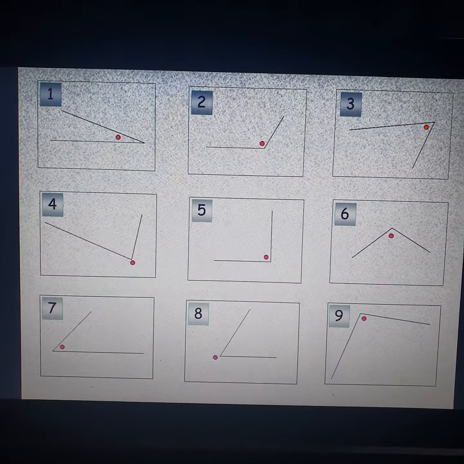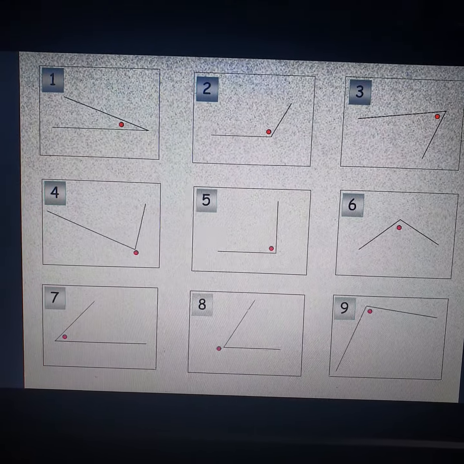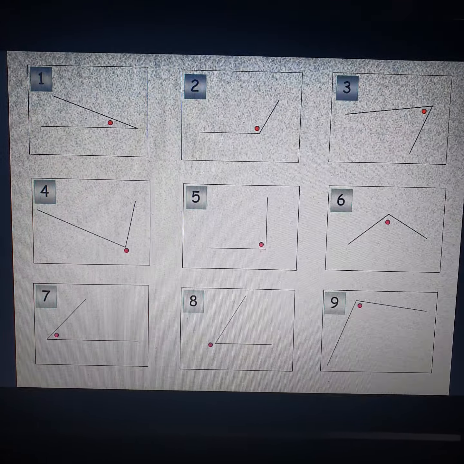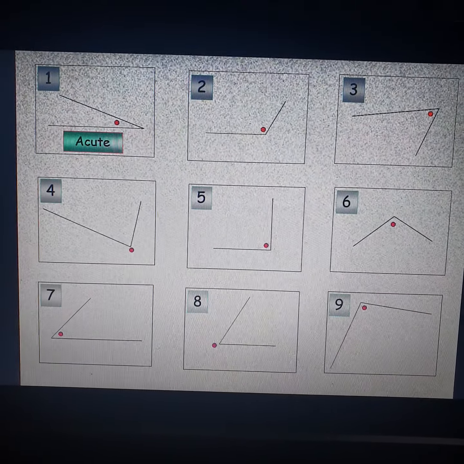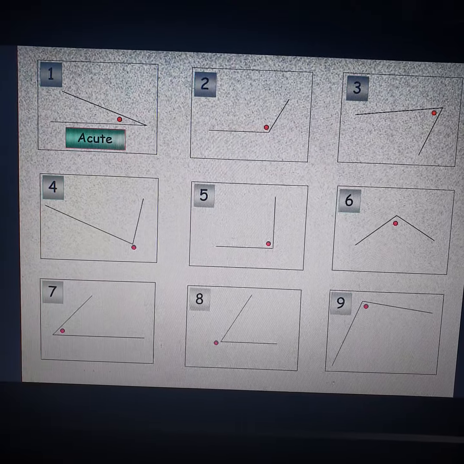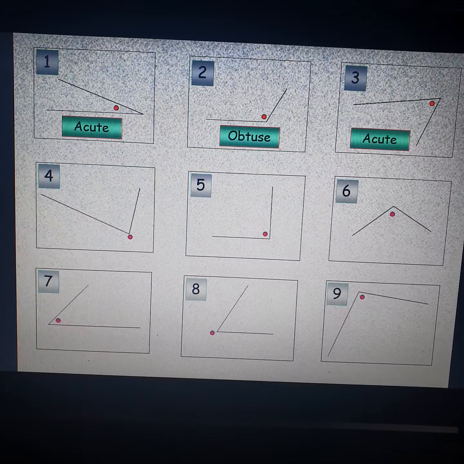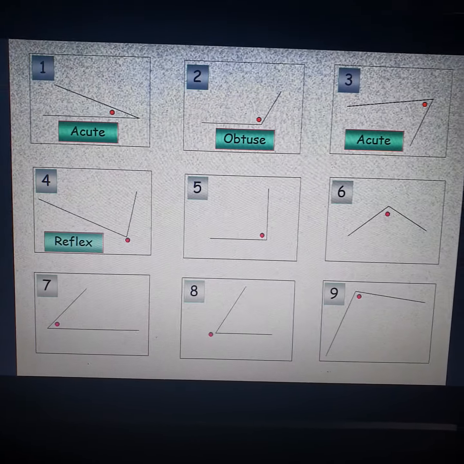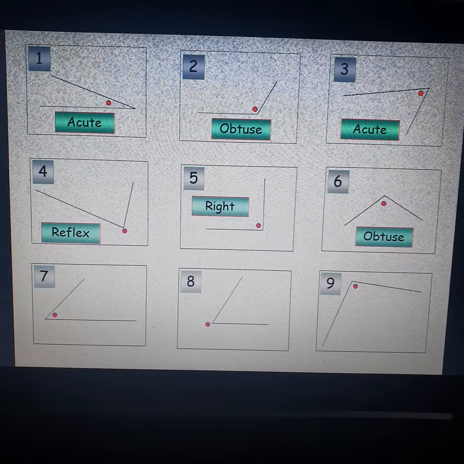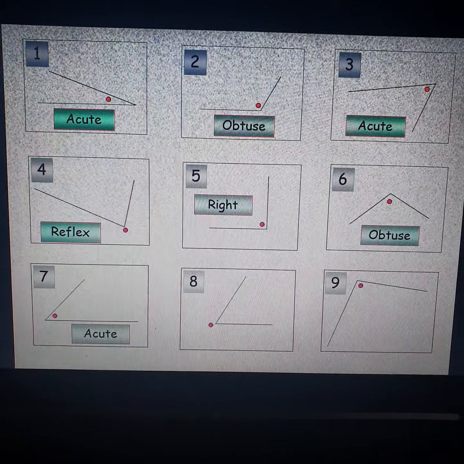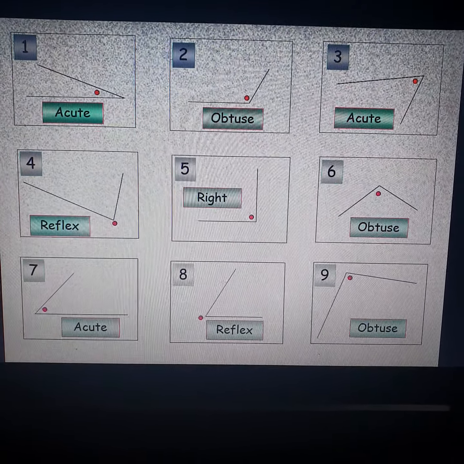Now, I'm going to let you look at the picture here and maybe test yourself, right? You can go through these yourself and you can call out what the first one would be. So the first, second, third, maybe give yourself a little test and then you can play the PowerPoint then, right? So the first angle, acute. Second, obtuse. Third, acute. Fourth, reflex. Fifth, right angle. Sixth, obtuse. 7, acute. 8, reflex. 9, obtuse. Did you get all those?